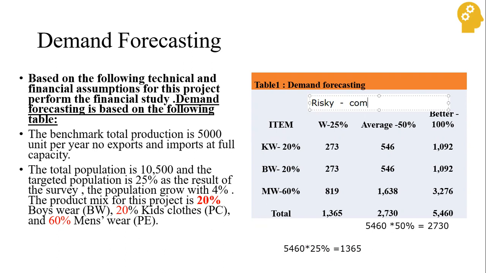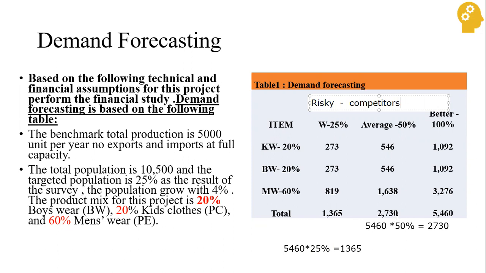So we have a lot of competitors, and by using many competitors, I can know that my project is risky. Type this 1365. How can I split it? I split this 1365: 60% to menswear, 1065, 20% for boys wear, and so on for the kids wear.